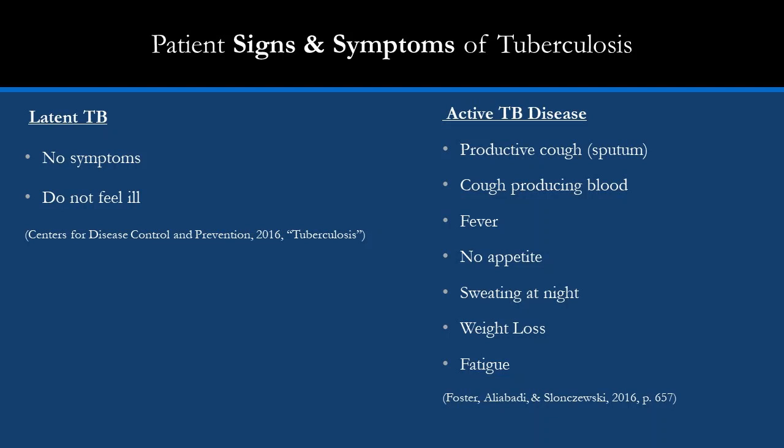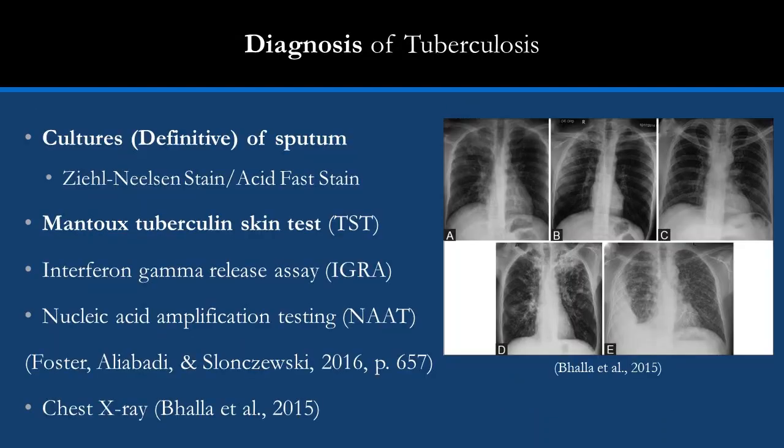Symptoms of active TB include productive cough that produces sputum, coughing up blood, fever, no appetite, sweating during the night, weight loss, and fatigue. These patients are contagious. In order to tell if the patient has active and contagious tuberculosis, it is necessary to amplify the M. tuberculosis DNA from the patient's blood sample and visualize the bacilli within a sputum sample. Culturing the patient's sample of sputum is the primary way to confirm a diagnosis of tuberculosis. Diagnosis of TB includes cultures using the acid-fast staining method, the Mantoux tuberculin skin test, which is based on a delayed type 4 hypersensitivity reaction, interferon gamma release assays, nucleic acid amplification testing, and chest X-rays.